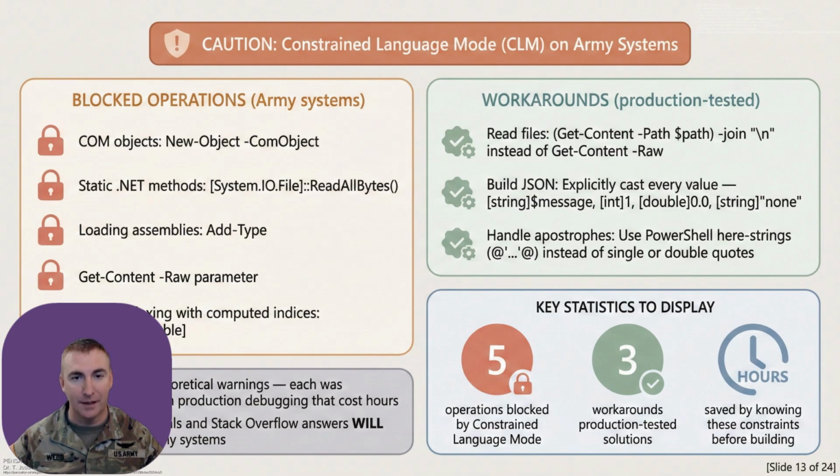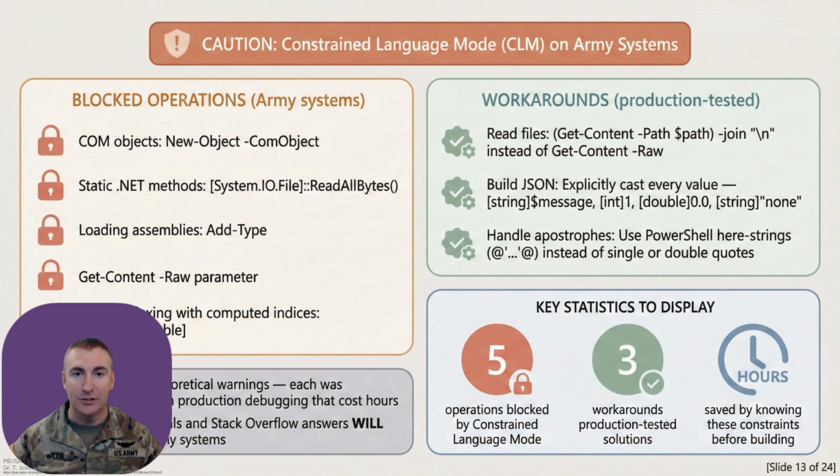indexing. Every tutorial, every Stack Overflow answer uses these. They all fail silently on Army machines. 3 workarounds will save you hours of debugging. The most critical, explicitly cast every JSON value. Without explicit casts, convert to JSON produces empty output in constrained language mode.